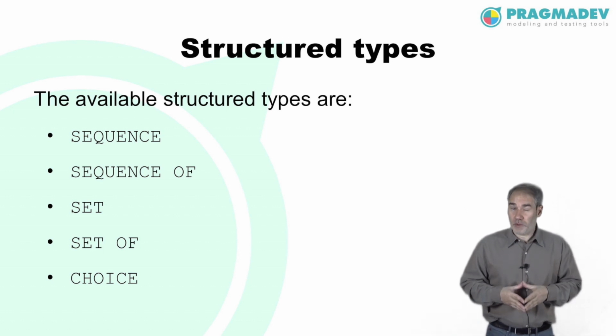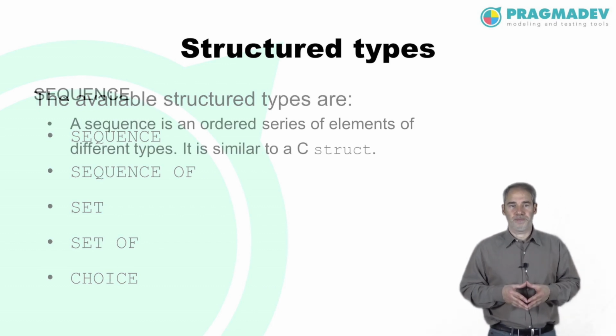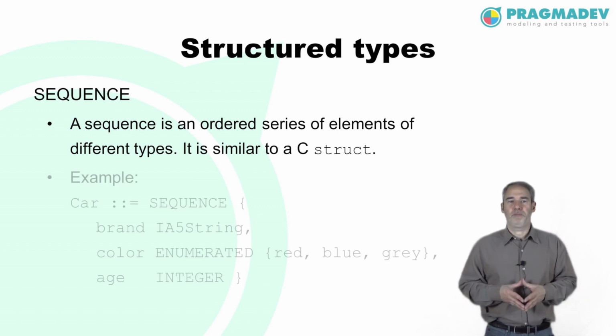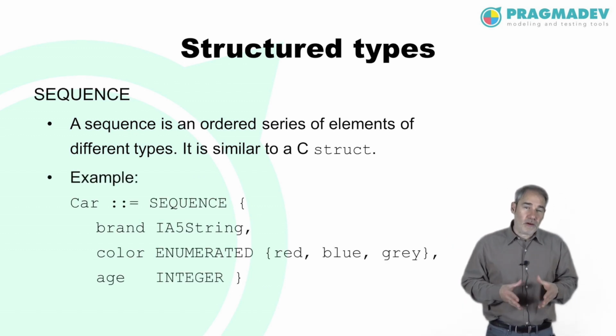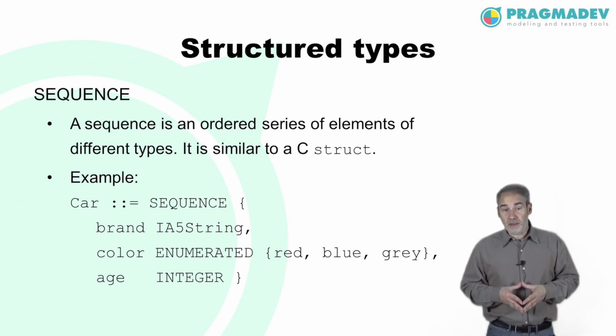Let's move now to the structured types: sequence, sequence of, set, set of, and choice. First, the sequence type. It is an ordered series of elements. It is similar to a C struct. In this example, the car sequence has 3 ordered elements: the brand, the color, and the age of the car.